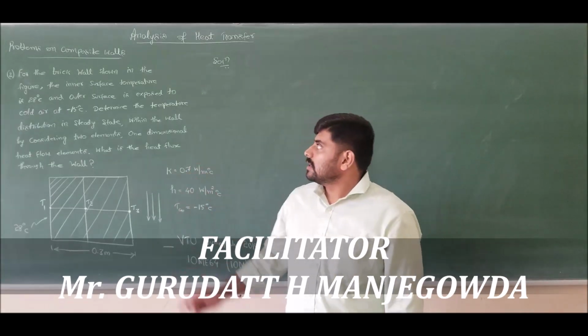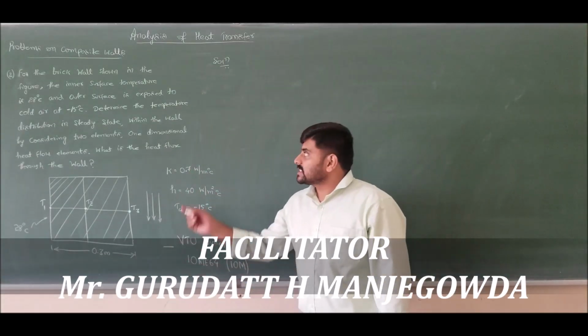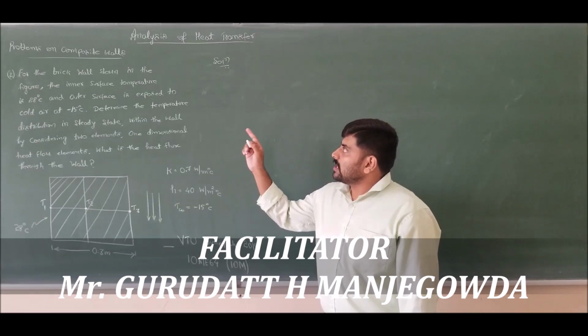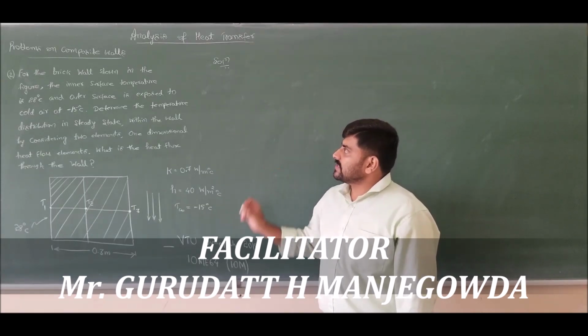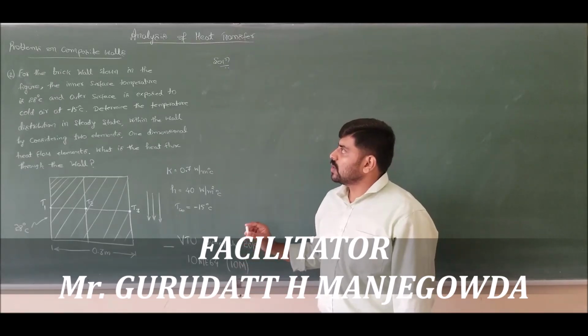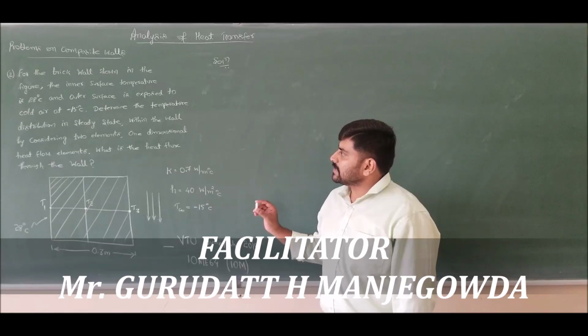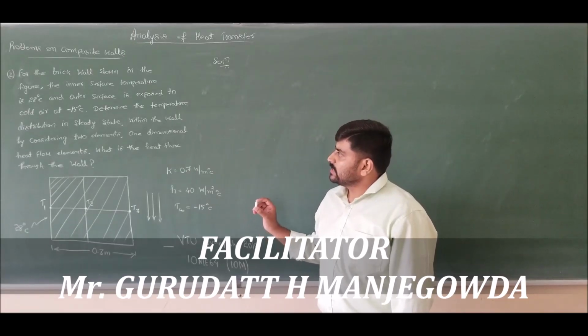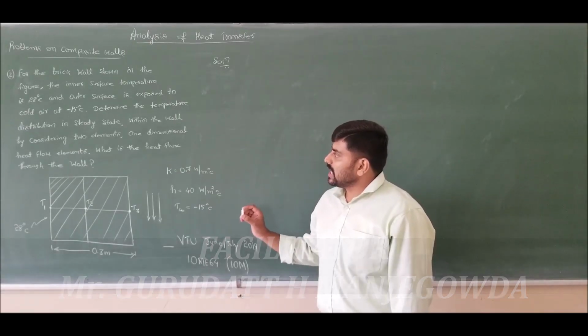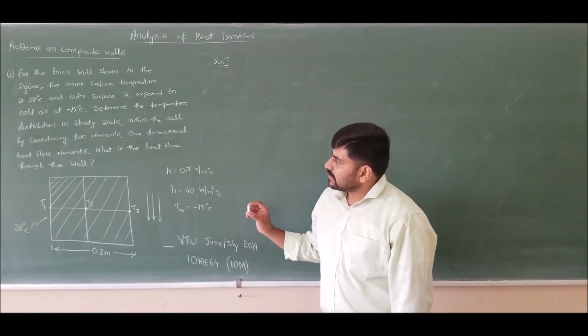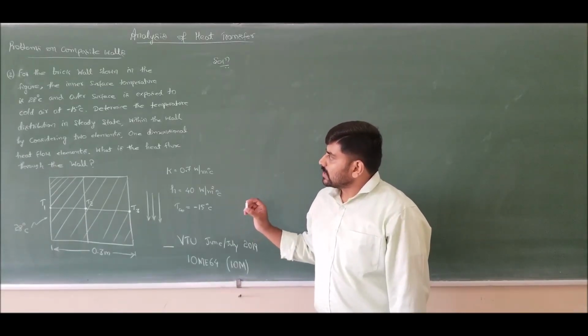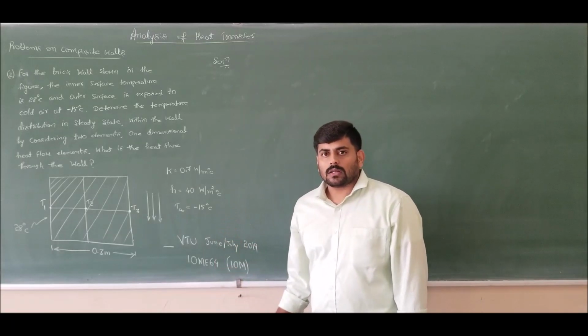Let us move on to our problem number 2, which states that for the brick wall shown in the figure, the inner surface temperature is 28 degrees Celsius and the outer surface is exposed to cold air at minus 15 degrees Celsius. Determine the temperature distribution in steady state within the wall by considering two one-dimensional heat flow elements. What is the heat flux through the wall?